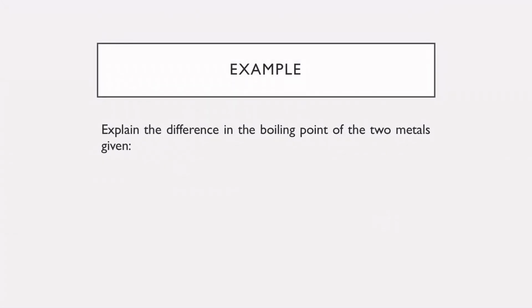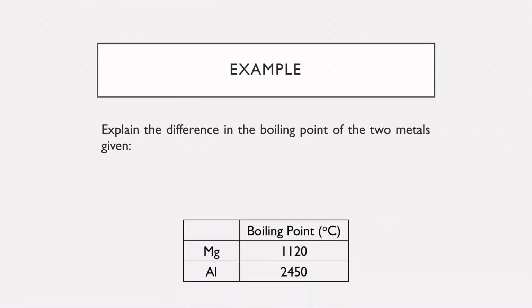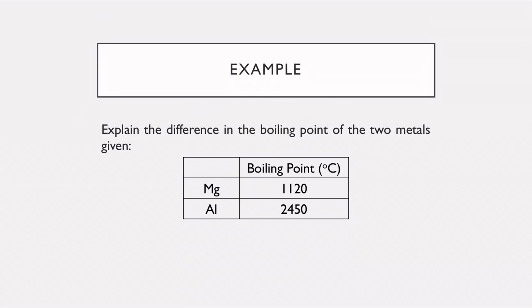It's not that hard. So, for this example, we're going to explain the difference in the boiling point of the two metals given. So, here you have magnesium and aluminium. So, the boiling point of magnesium is lower than the boiling point of aluminium. Okay. So, agak-agak apa yang kita nak compare ni, guys? So, what do you think we're going to compare about?